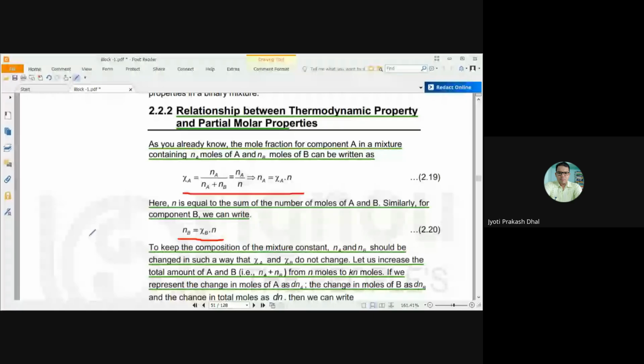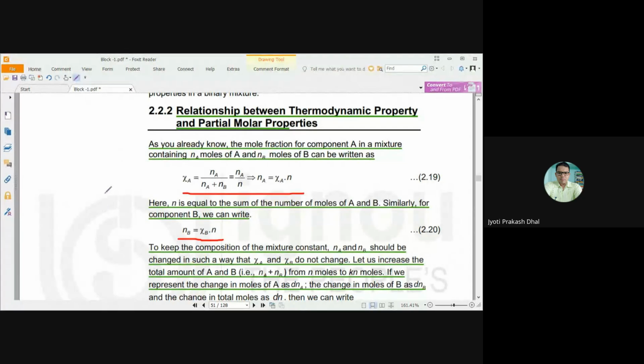So here we will discuss the relationship between thermodynamic property and partial molar property. In the previous part we have already discussed, if you consider a binary mixture, the mole fraction of component A in a mixture containing Na moles of A and Nb moles of B, what is the mole fraction?